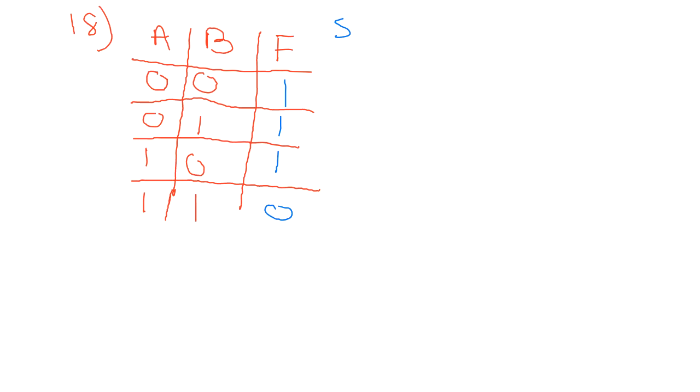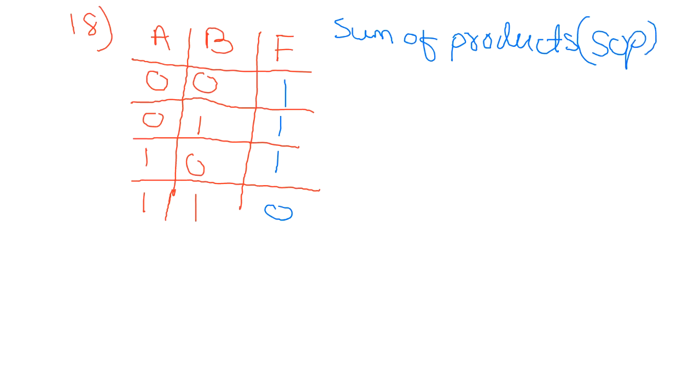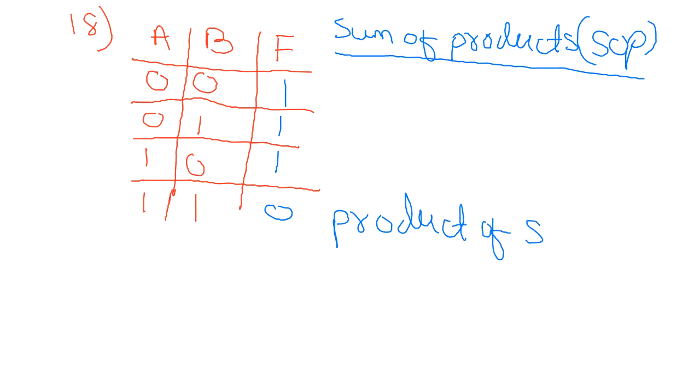Sum of products is just written as SOP. And then you have to find out product of sums. Product of sum is called POS. Let us understand how to write this.